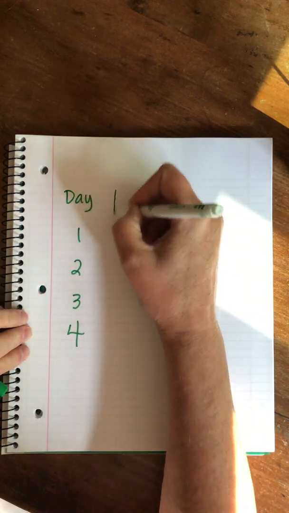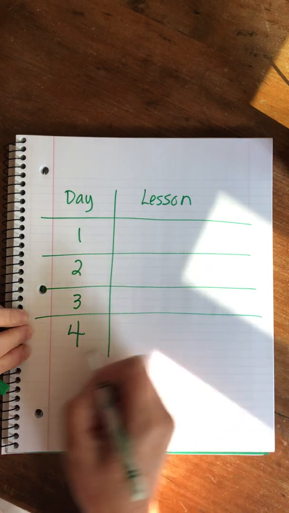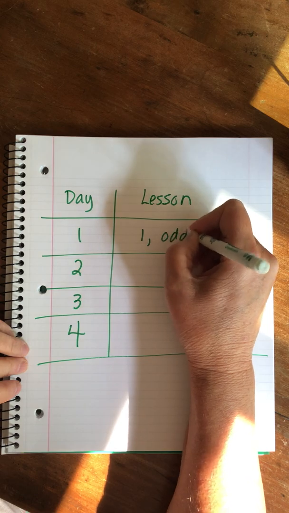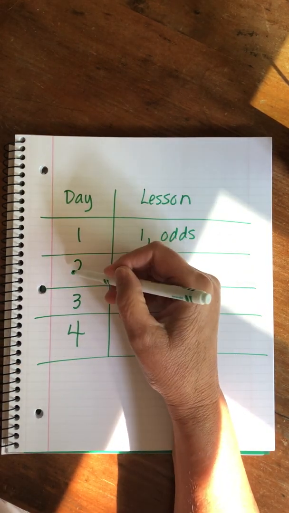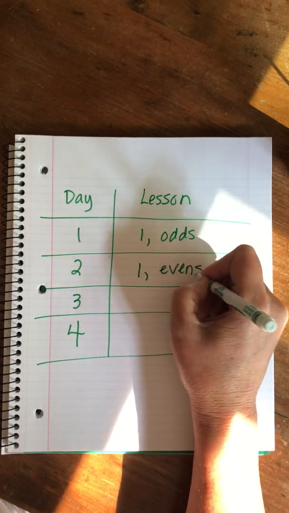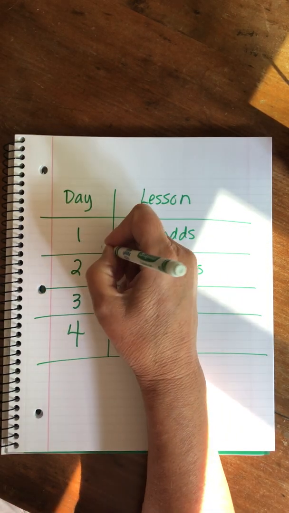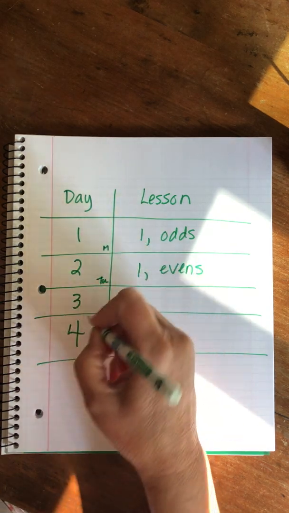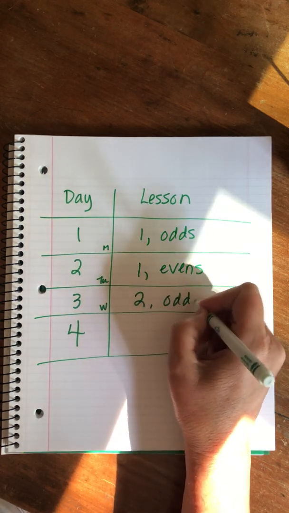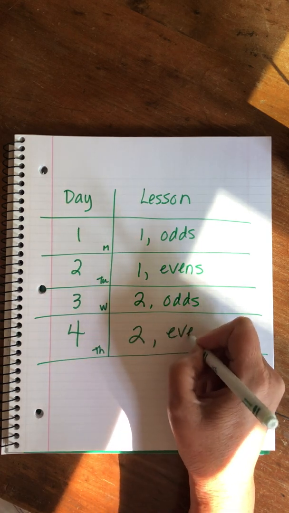Here's a little chart for us, right? So right now, this is day 1. Maybe it's Monday, maybe it's not. What I want you to do is lesson 1, the odds. Then for your second day's homework, you won't watch another video. You'll still have lesson 1, but this time you'll do the evens. And then on day 3, which would be Wednesday the way I look at it, you may be on a slightly different schedule. On Wednesday, I'll drop you the link for lesson 2. And then you'll do the odds. And then your 4th day of homework for the week, you'll do lesson 2, the evens.